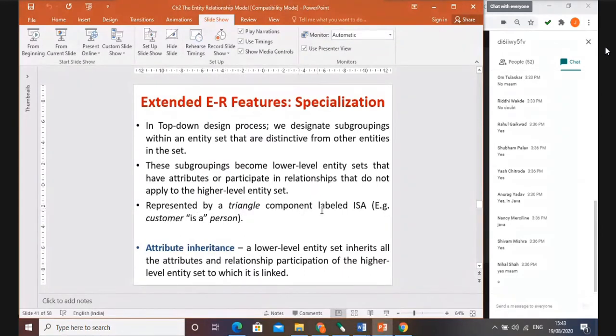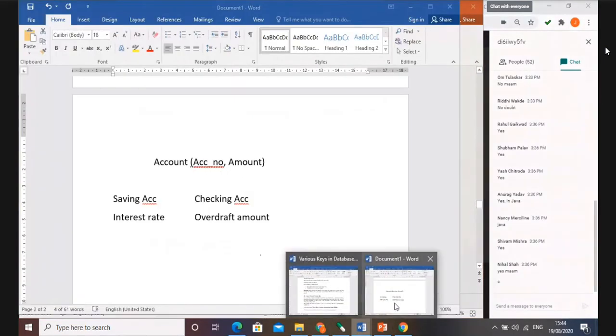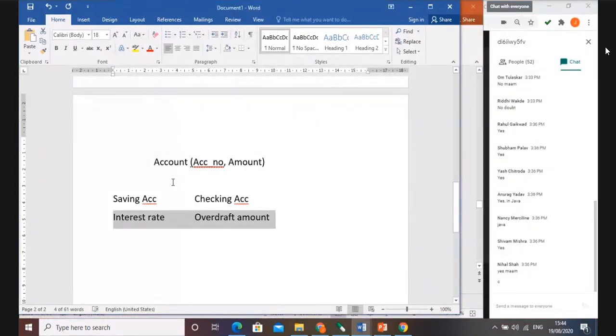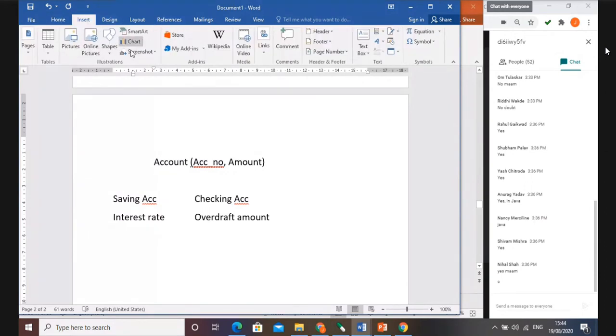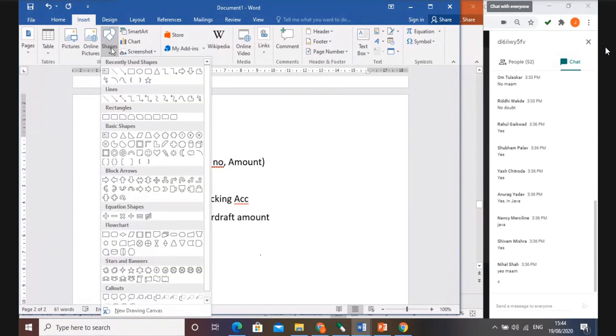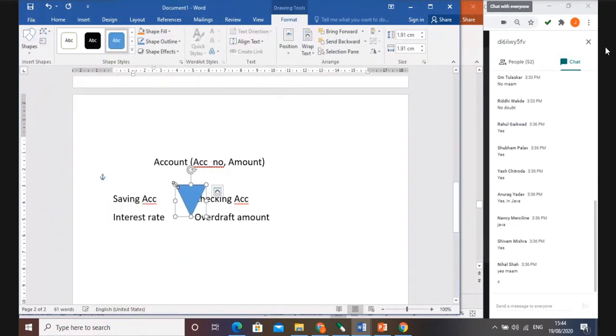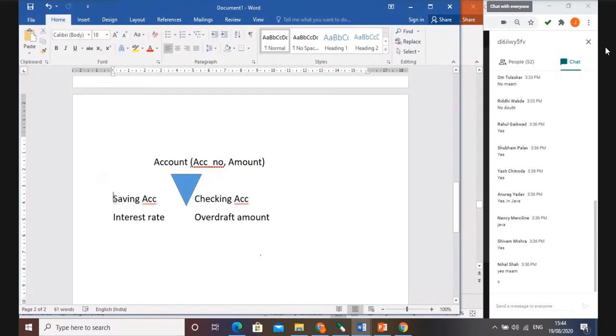Represented by a triangle, component label is "ISA". "ISA" means, or we can say read out. How you will read out this thing here? The notation is represented with this reverse triangle. I'll just show. Yeah, this notation is used for representing generalization and specialization.